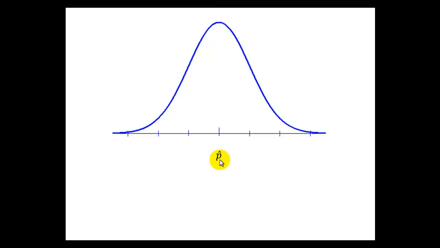Recall our sample proportion was 0.53. Now typically we would take our bell curve and center it about the population proportion, just plain p. But you know, we don't know that value in this problem, so we will take our distribution and center it around our sample proportion.